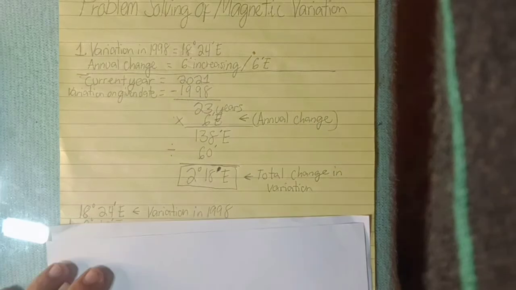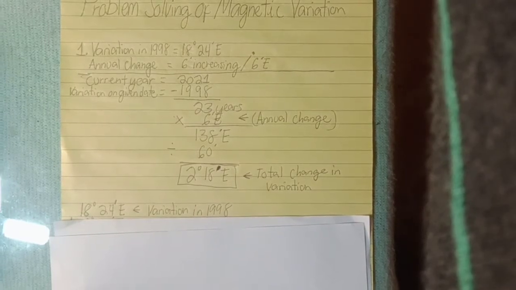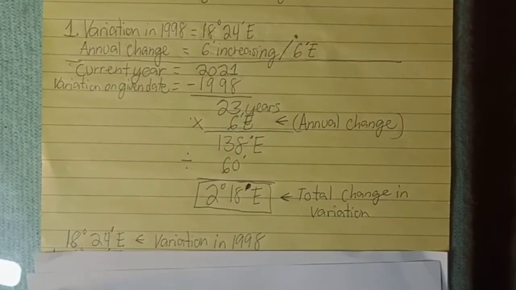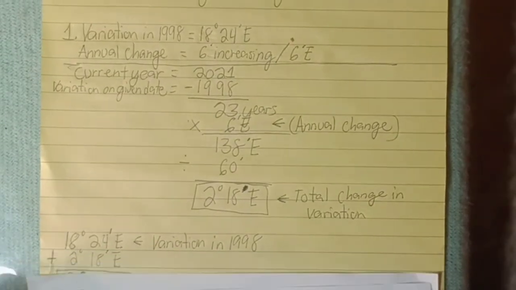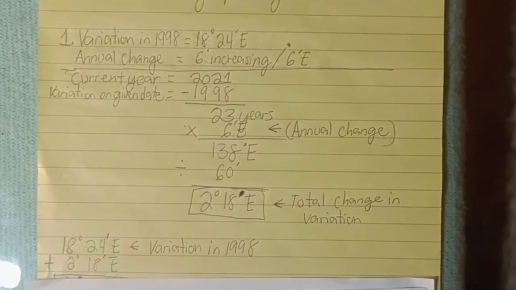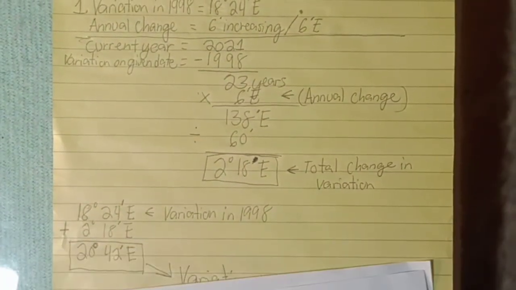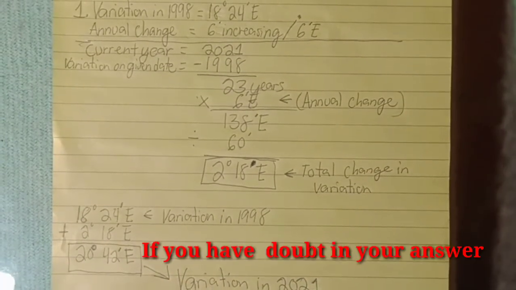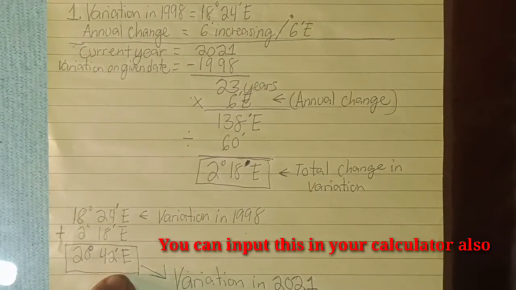So what do we have to do? We have to add this or subtract it. So remember the rule: the same sign, we are going to add or plus. 18 degree 24 minutes east plus 2 degree 18 minutes east. So this is the variation in 2021, 20 degree 42 minutes east.